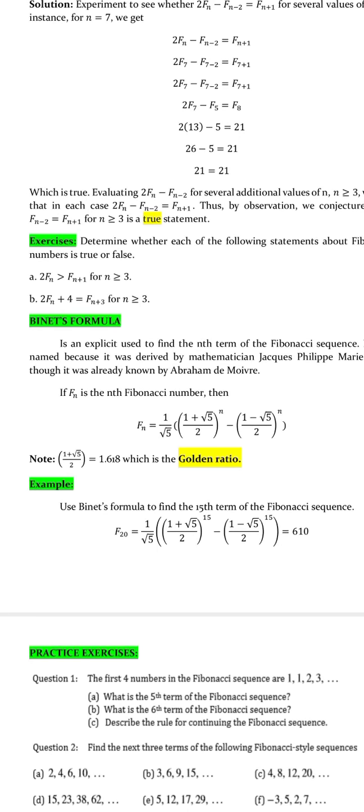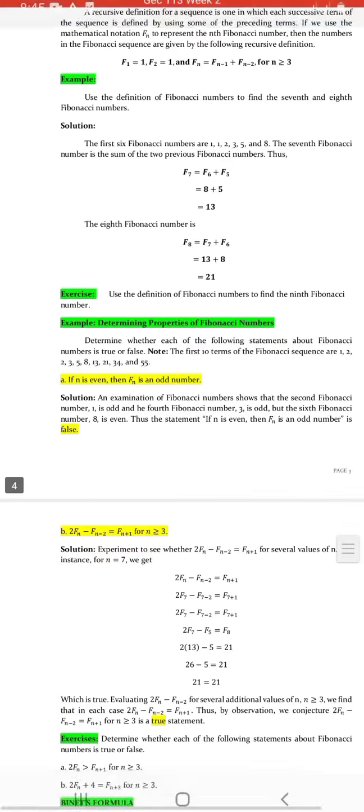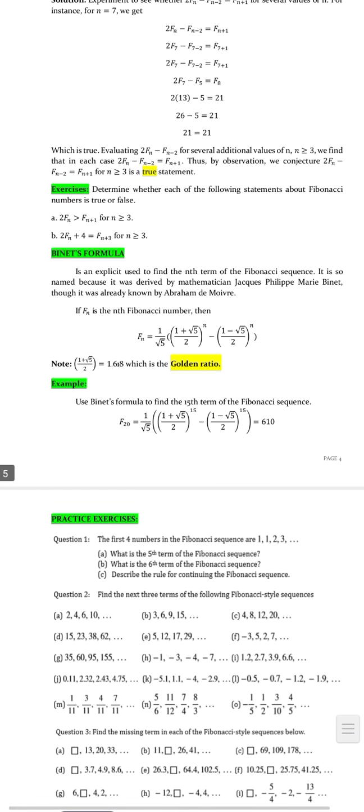The value of 1 plus square root of 5 over 2 is equal to 1.618, and that is what we call the golden ratio. In this formula, unlike the recursive formula we used, where you still need the values of the two previous terms, for example, to find f sub 35 you need f sub 34 and f sub 33, with Binet's formula you no longer need the two previous terms. You just use the formula to find the nth term of the Fibonacci sequence.